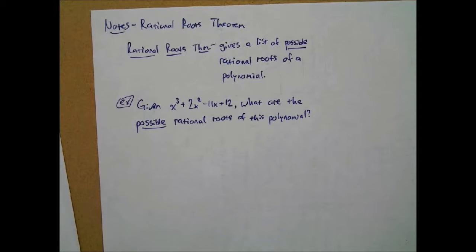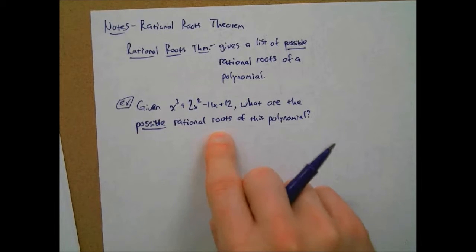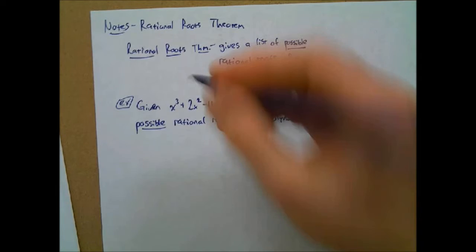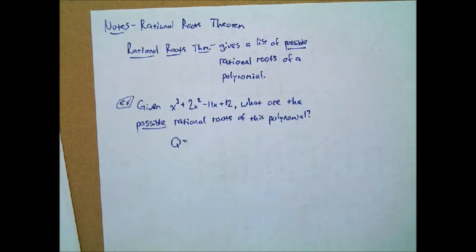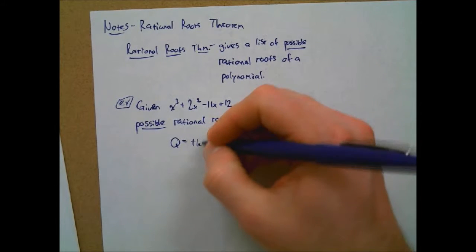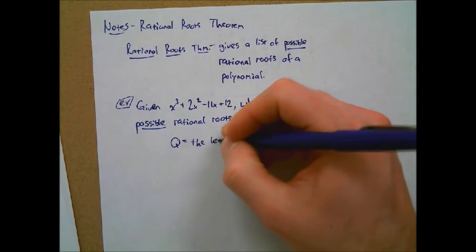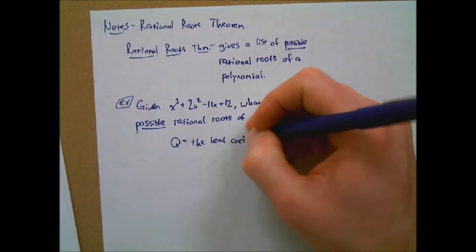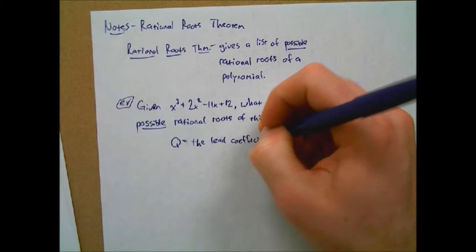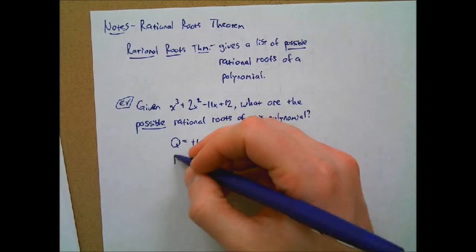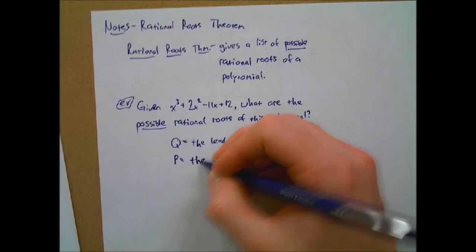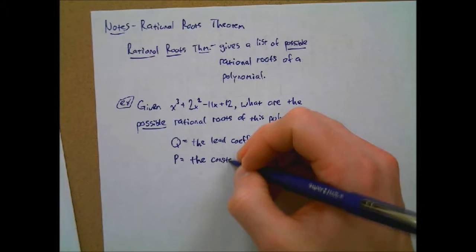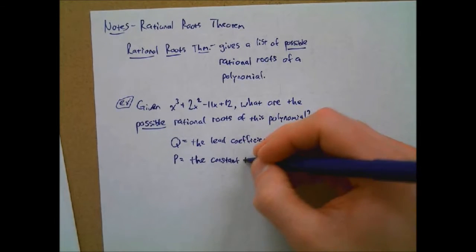But we're going to come up with a list of possible roots here. Okay, and here's how we're going to do that. We need to identify two numbers in our polynomial. We're going to identify q. Q is the lead coefficient of our polynomial. And then there's p, and p is the constant term.